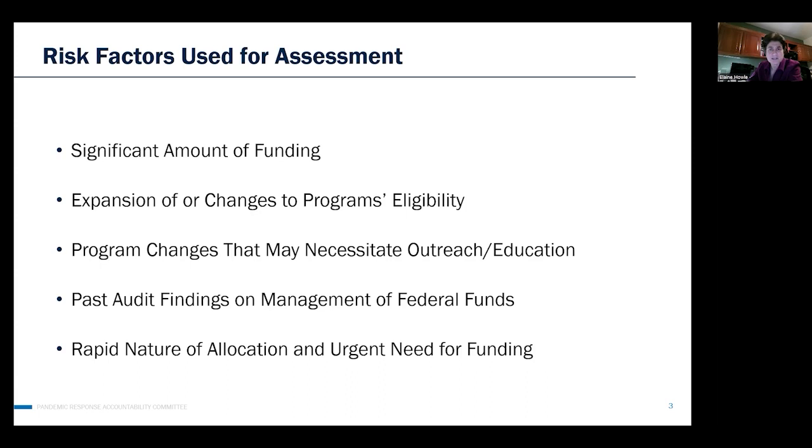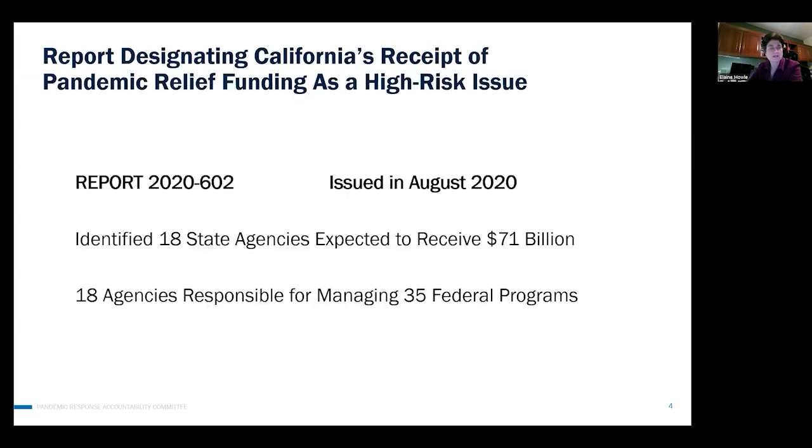Certainly past audit findings, really important. This is a single audit. The Auditor's Office knows full well which state agencies do a good job of administering federal programs and which ones struggle. So that was a risk factor. And then the rapid nature of allocation and urgent need for the funding. The allocations came in very quickly. The money needed to get out very quickly to help people. So that was another risk factor that we included in our assessment.